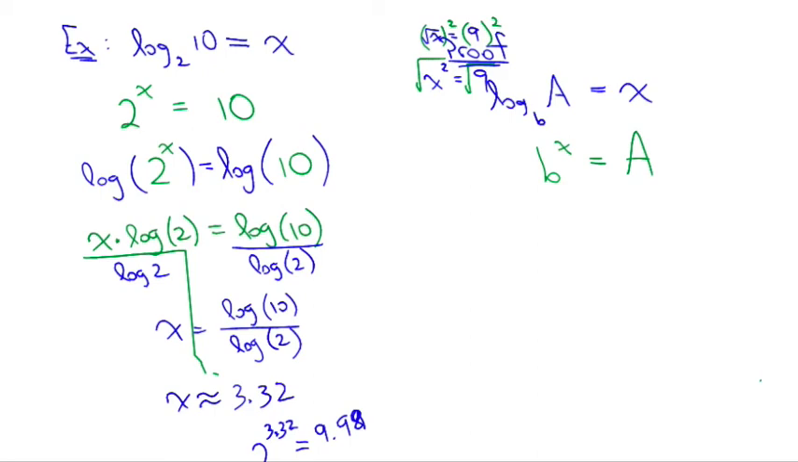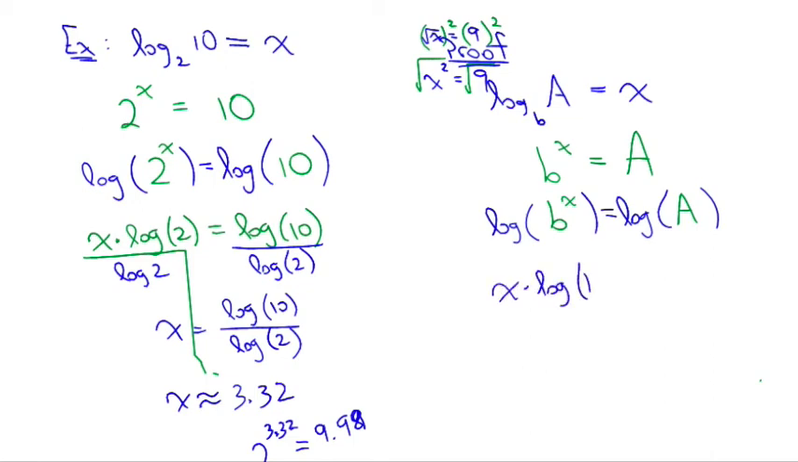Then you do log of the left and log of the right. What goes inside the parentheses? Well, b to the x, and over here, a. So you're just applying log to both sides. Then bring the x out to the front, so x times log of b equals the log of a. Divide both sides by the log of b.